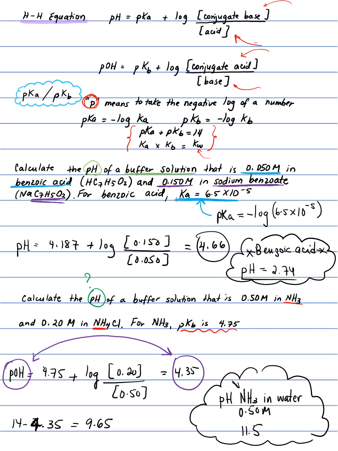Now you can look at your two numbers. Only NH3 in solution, just NH3 in solution, 11.5. When you have your buffer solution here, 9.65, a lower value of pH. So from pure ammonia weak base to your buffer solution, that pH value is decreasing.